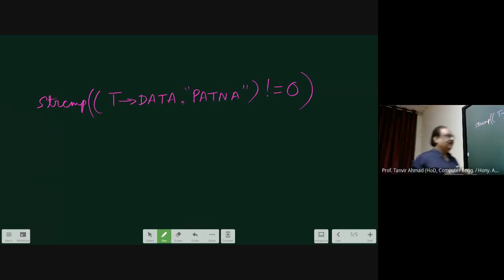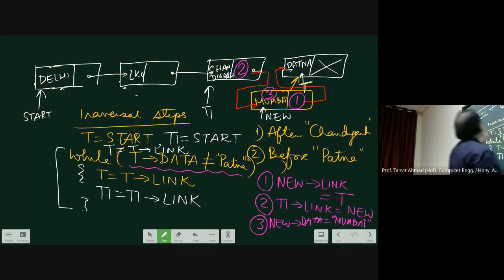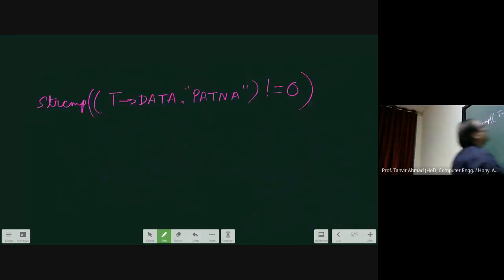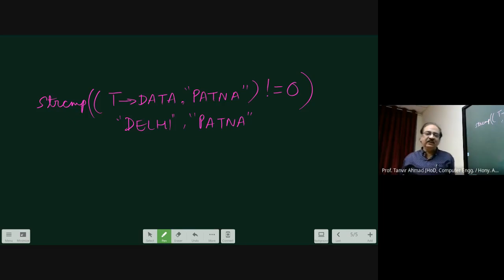Now tell me, if here it is Delhi. Now in this case, this is Delhi and this is Patna. What will return? What is the value of the string compare Delhi, Patna? 1.